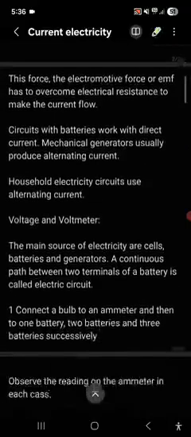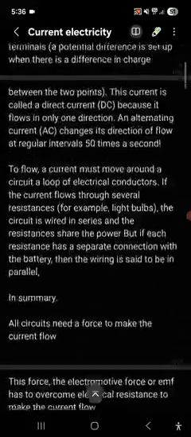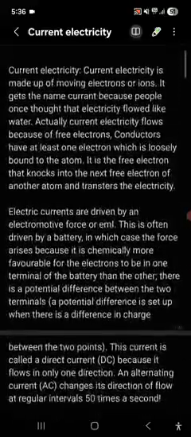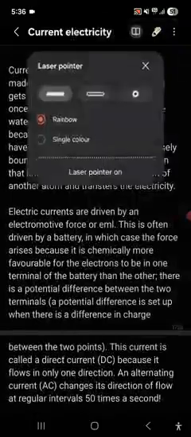What does voltage mean? Wait. Let's summarize this.